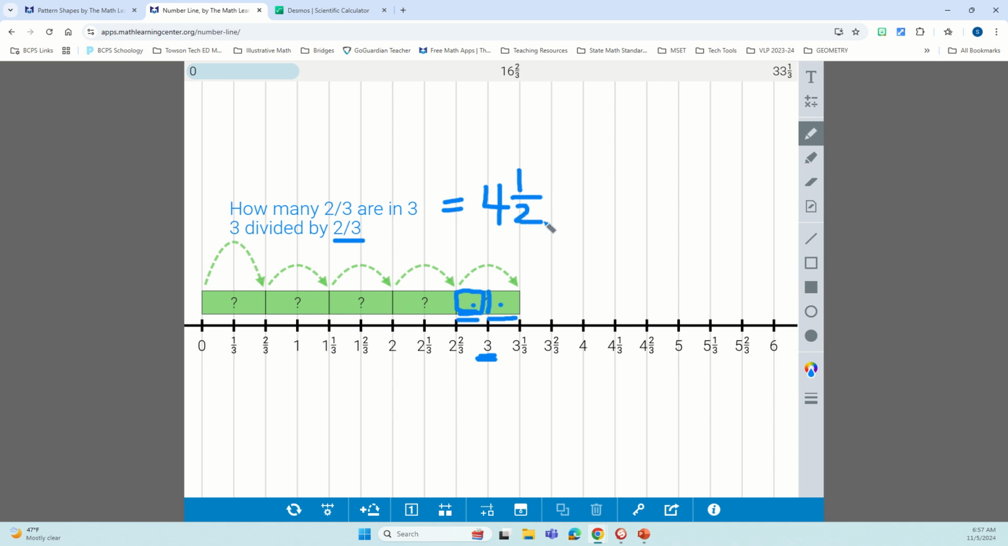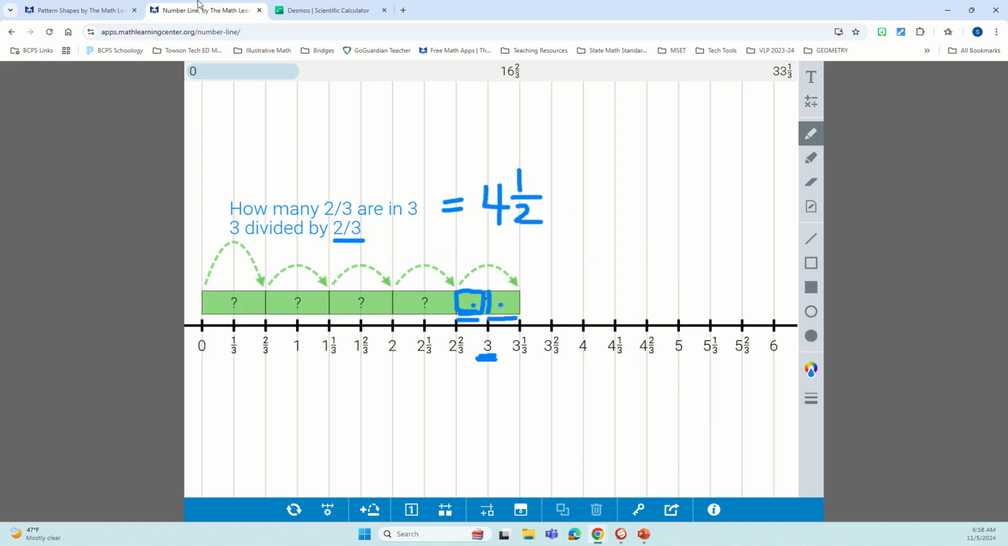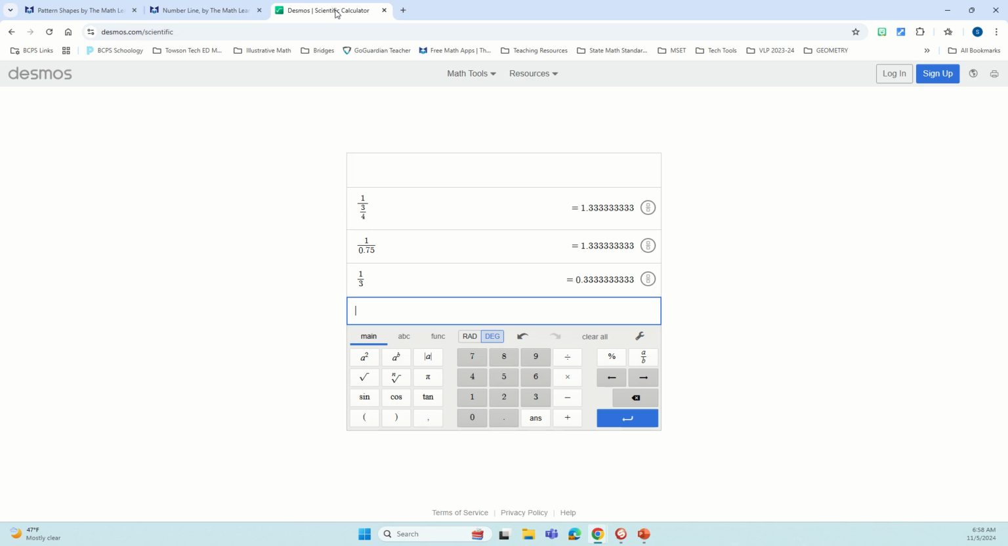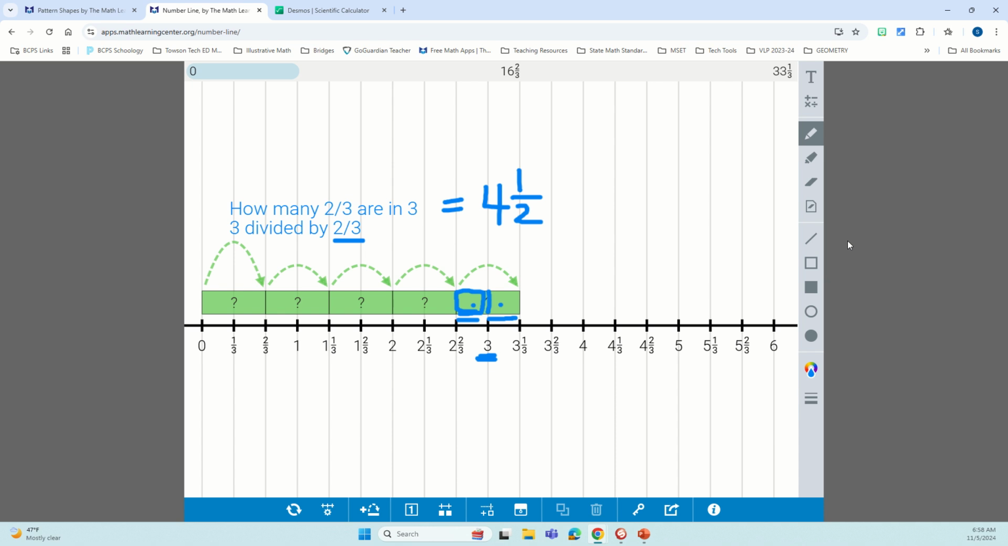Okay, 4 1/2. All right, let's check with the calculator. So I'm going to come over here and I'm going to do how many 2/3 are there in 3? I'm going to do 3 divided by 2/3, and it's 4 1/2. Very nice, see? All right, so using this number line will really help. All right, we're going to do one more.